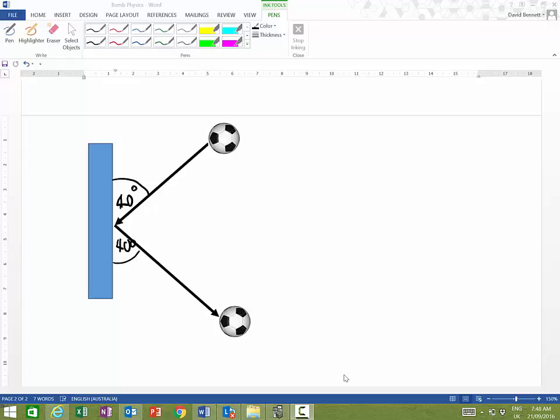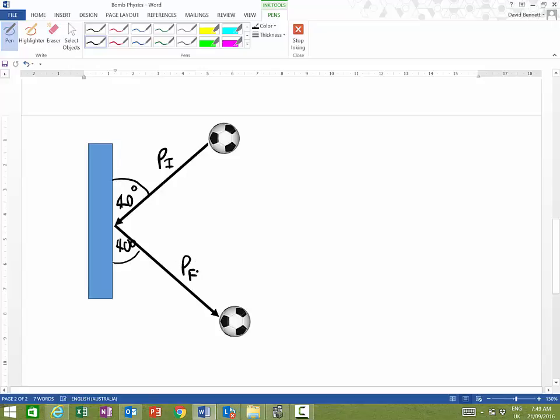In today's video we're going to be looking at the case where a ball hits the wall. We've got a soccer ball coming and hitting a wall at 40 degrees. What's going to happen here is we have to look at the change in momentum. You could either do this question as a momentum one or a velocity one, but let's do the momentum.